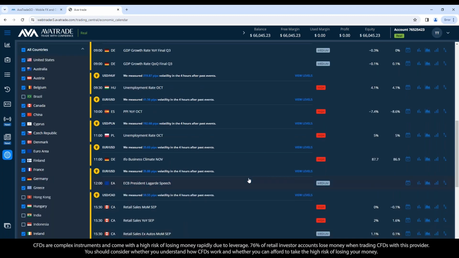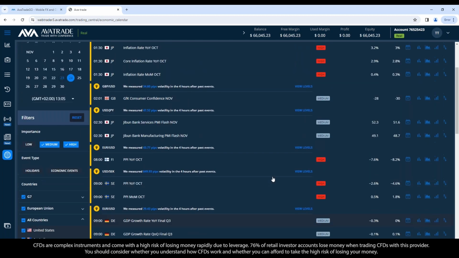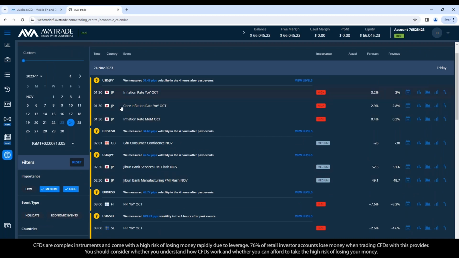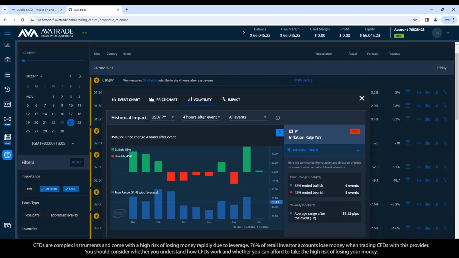Now, looking on to tomorrow, we can see a number of high-level announcements. And we can start with the inflation rate out of Japan. And so if we use the volatility tool for this high-level announcement that's coming tomorrow, we can analyze how the movements have moved in the past surrounding this announcement.